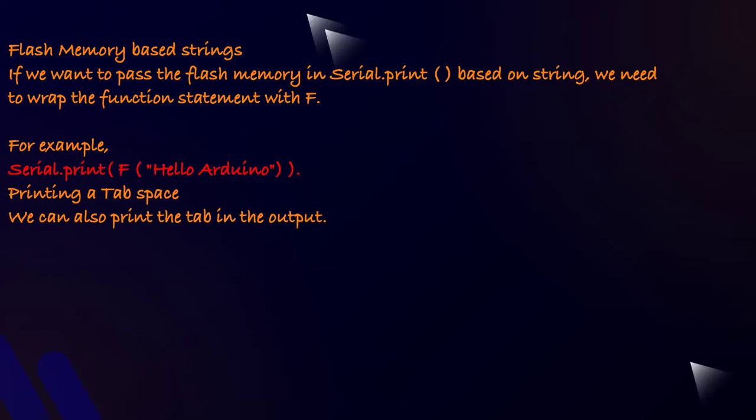Next, the flash memory based strings. Now, if we want to pass the flash memory in Serial.print based on a string, we need to wrap the function statement with F. What does it mean? If you just want to put it or show it in the flash memory and not save it permanently, what we need to do is just write an F, like Serial.print(F( in parentheses, and in another parenthesis, the thing that we need to print.